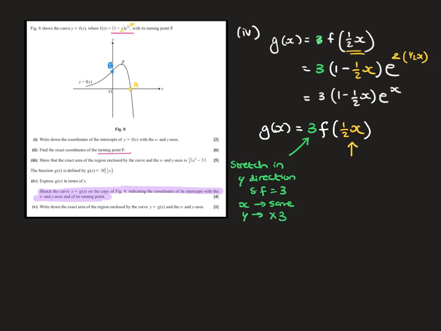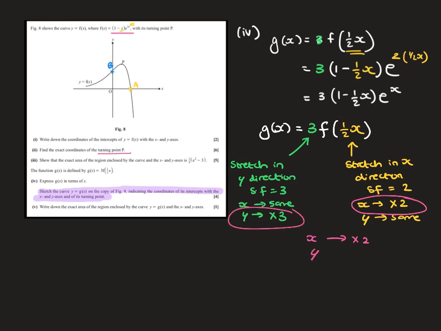This part of the transformation here is a stretch in the x direction with a scale factor of 2, because it's the reciprocal of that coefficient of a half, which means the x-coordinates multiply by 2 and the y-coordinates stay the same. So overall, the two transformations can work simultaneously so that the x-coordinates multiply by 2 and the y-coordinates multiply by 3. So if we apply that to A, B and P, we can then resketch the transformed curve.